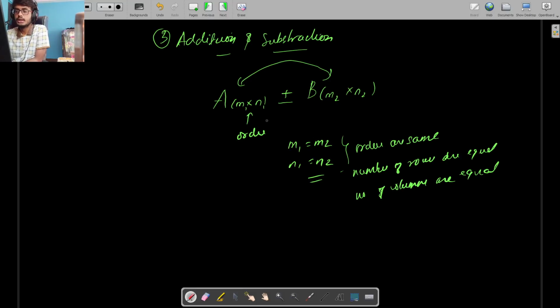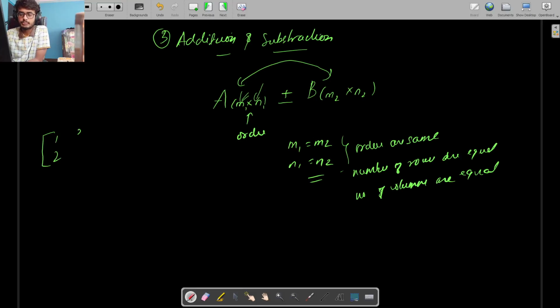So the property of addition and subtraction between two or more matrices can only be possible if all the matrices have the same order. So if they have the same number of rows and same number of columns, all the matrices in the addition or subtraction problem, only then the addition or subtraction can be possible. Okay, so is that clear? This should be totally clear to you. And how the operation is carried out is very simple as well.